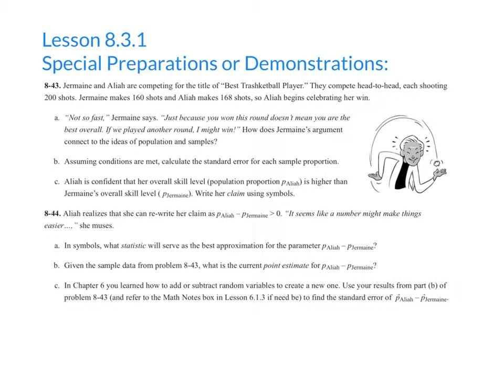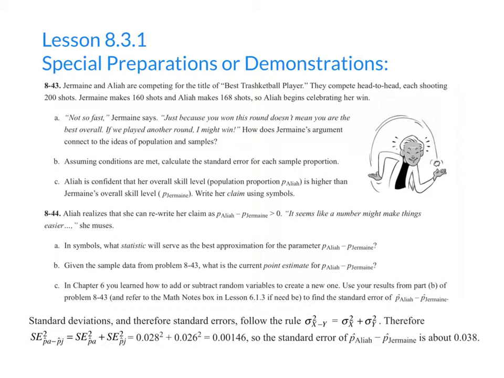Problem 844 begins in a straightforward manner. However, students may need some guidance in Part C, the fact that the standard deviation of the difference between 2 variables is the square root of the sum of their squares. This is a direct application of what they learned in Lesson 6.1.3.